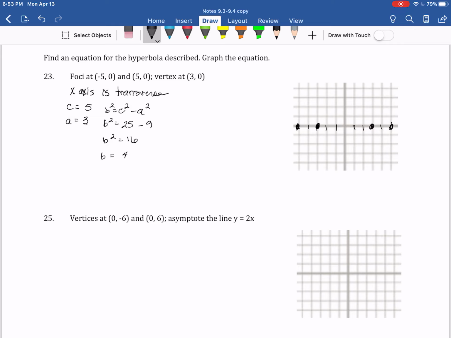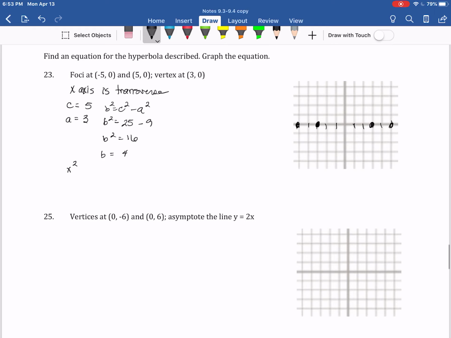I have enough information now. I can write the equation of my hyperbola. So the transverse axis is x, which means x squared comes first. The value of a is 3, so 3 squared is 9. Next is a subtraction sign. Then y squared over b squared. b is 4, so b squared is 16, and that is equal to 1. Now, there's your equation of the hyperbola.